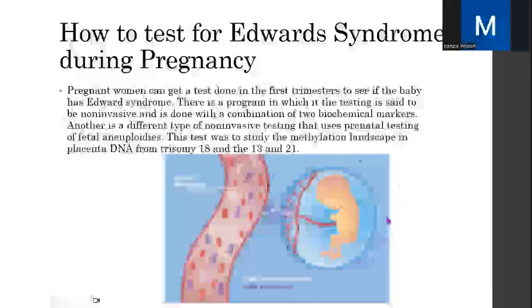And then my picture is of the infant during pregnancy, in the belly of the mom, and then the mainstream blood.